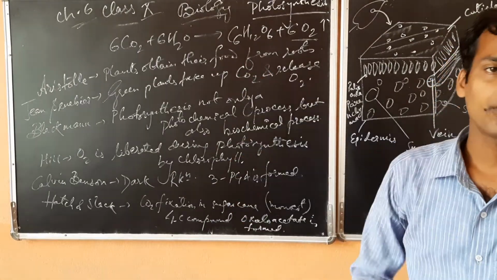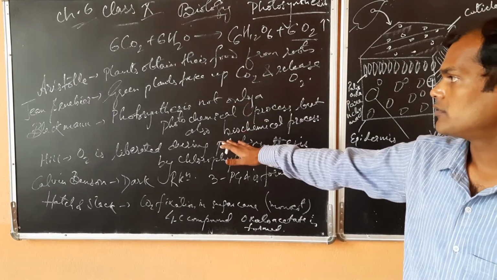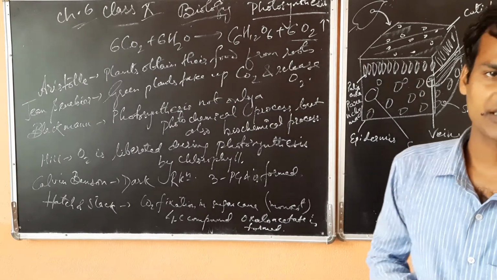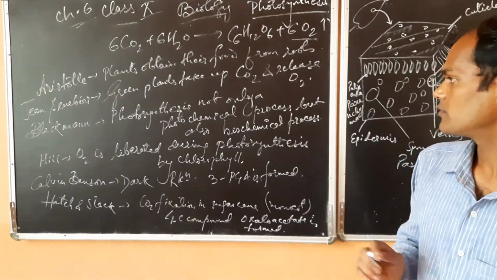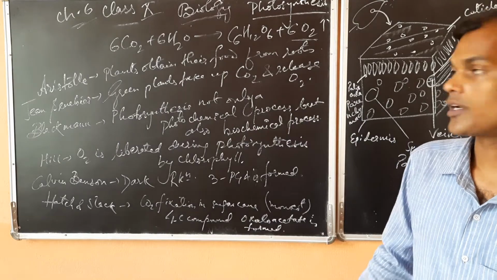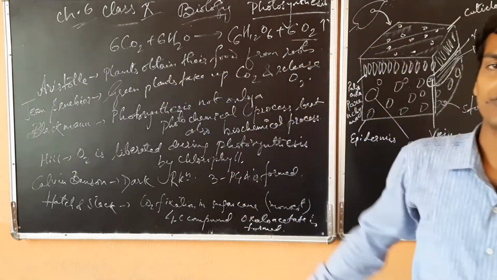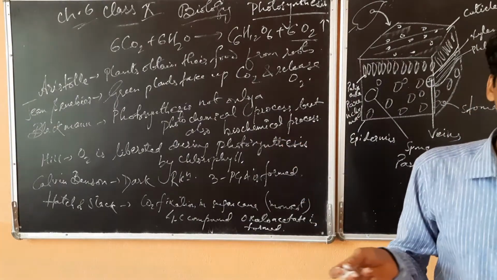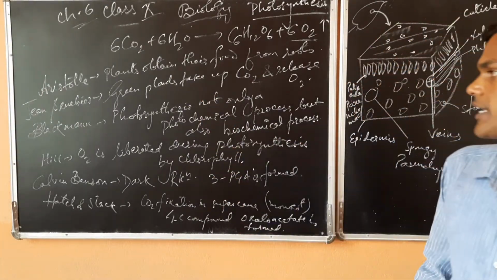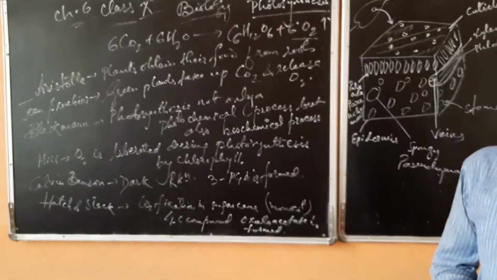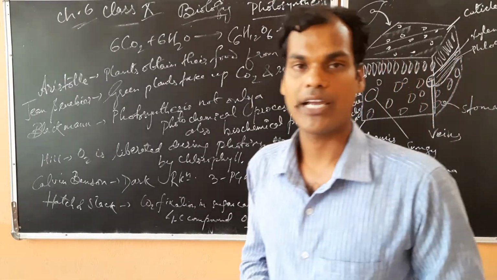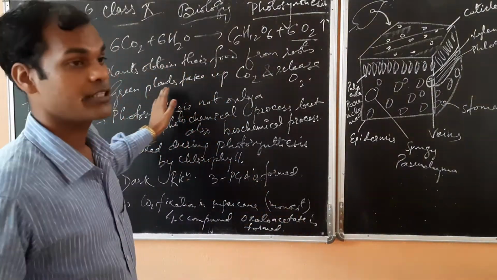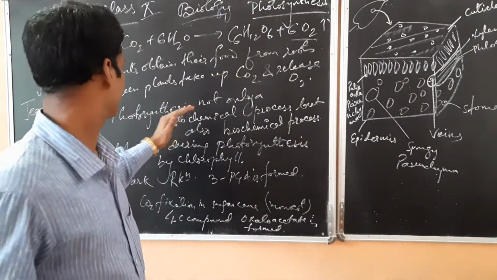Now coming to the different scientists who gave ideas about photosynthesis. First was Aristotle. He told that plants obtain their food from roots. So this was the simple idea given by Aristotle. Then Jean Senebier told that green plants take up carbon dioxide and release oxygen.